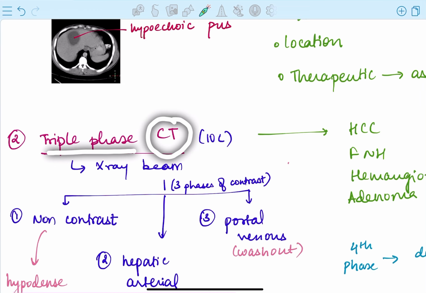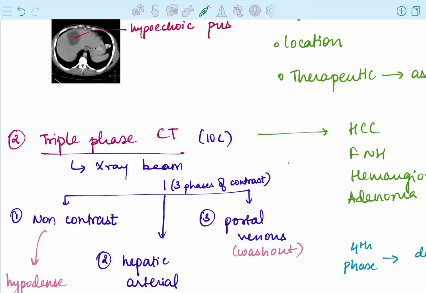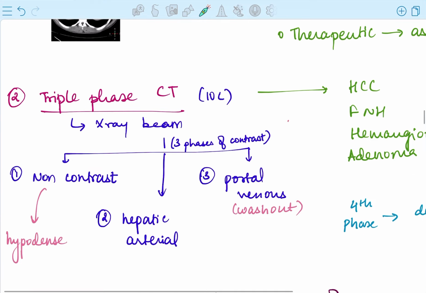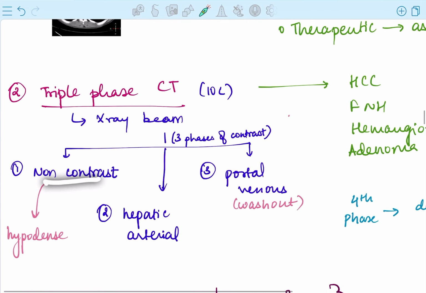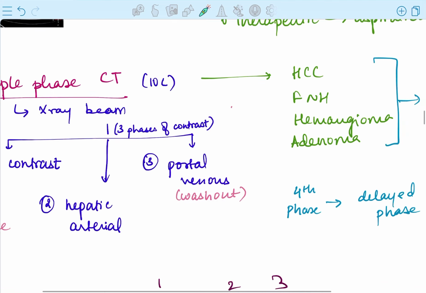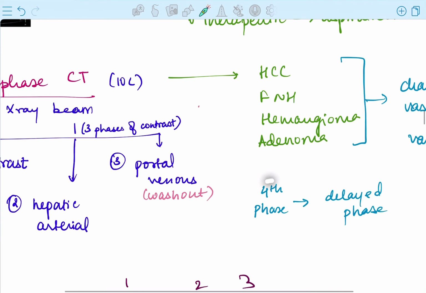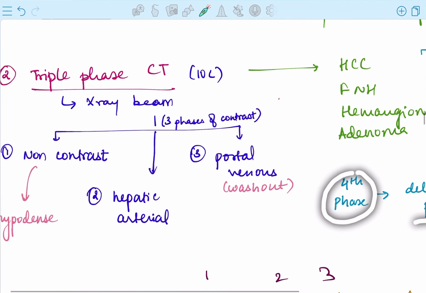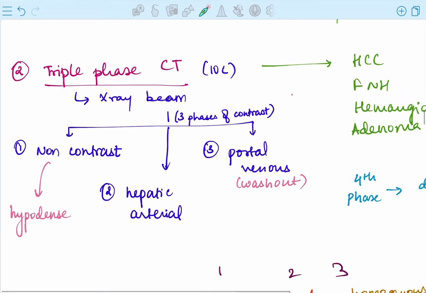So this is also a contrast enhanced CT, in which you are infusing the contrast, and then you are passing X-ray beams and seeing the various phases of the contrast. So there are 3 phases: the non-contrast phase, the hepatic arterial phase, and the portal venous phase. This portal venous phase is actually a washout phase. Some resources also say that there is a 4th phase called the delayed phase. Okay. So the non-contrast phase is usually a hypodense type of lesion.